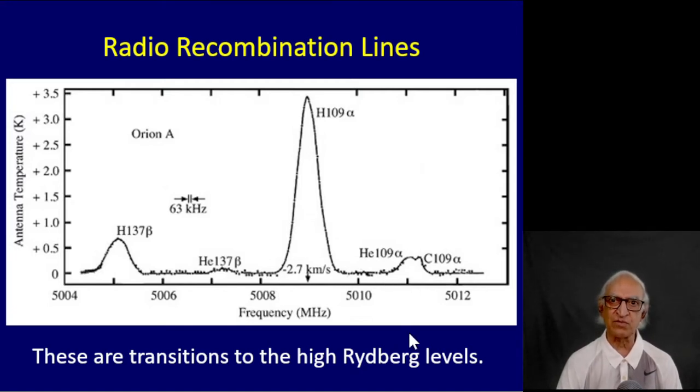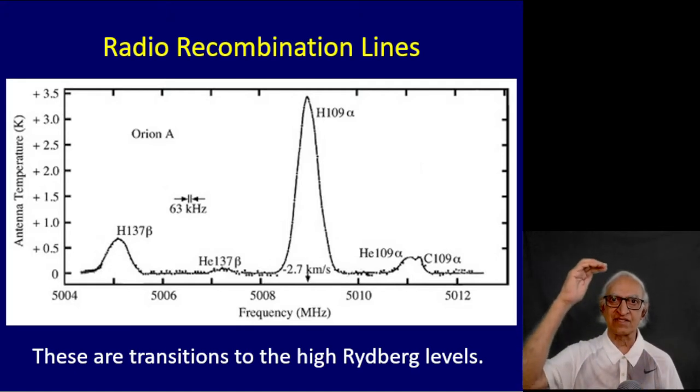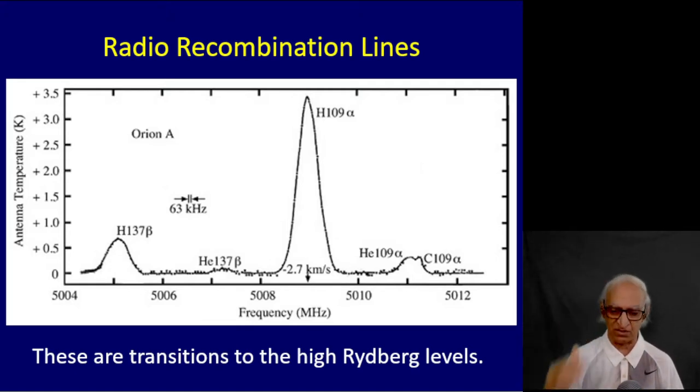So the point I want to make is that this recombination radiation is not restricted to the ultraviolet or visible region. It comes even in the radio wavelength when the transition occurs in the very high Rydberg levels.